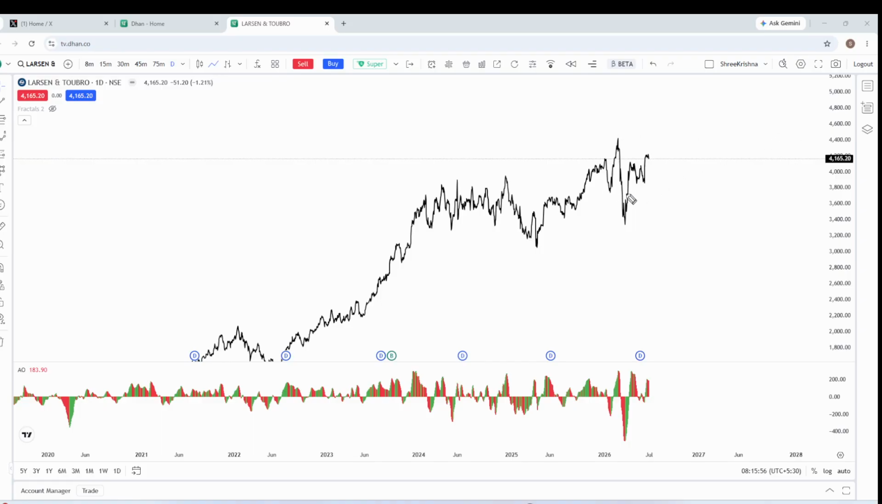So after 5, it has made an impulse over here. I'm sorry, I'll select some different color. It has made an impulse from this to this. So now it is making an ABC correction, and we are looking for one more impulse. This is an ideal understanding of the pattern recognition.